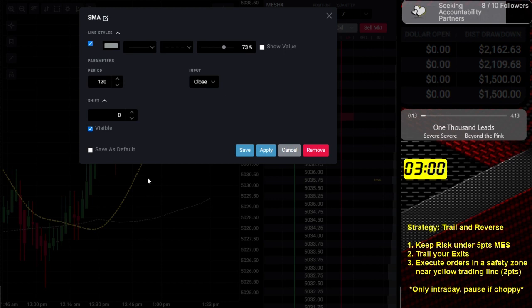Oh, and because I have a lot of experience with changing it, I know 120 is the period to match on a 2-minute chart. If you're going to a 3-minute chart, you have to drop it to 80, and then of course 5-minute, you're back at 50.